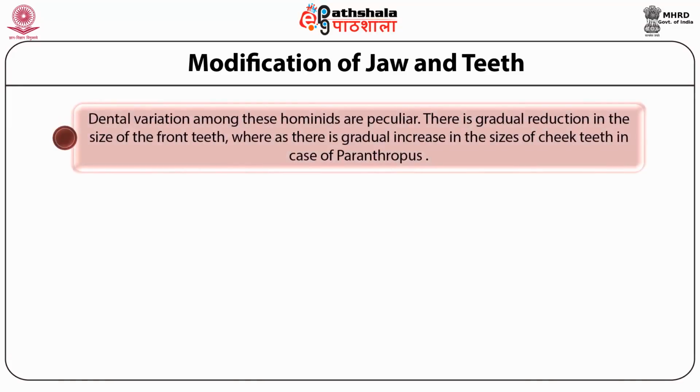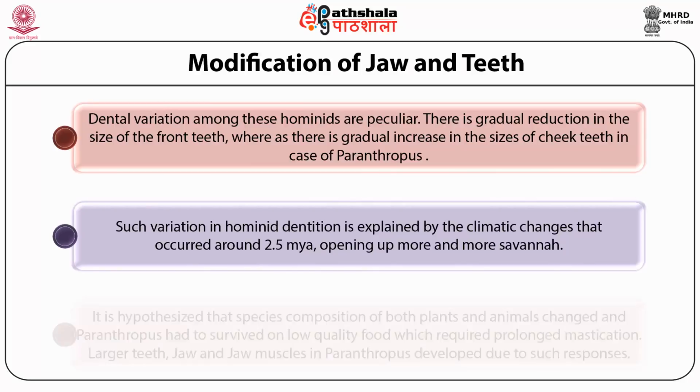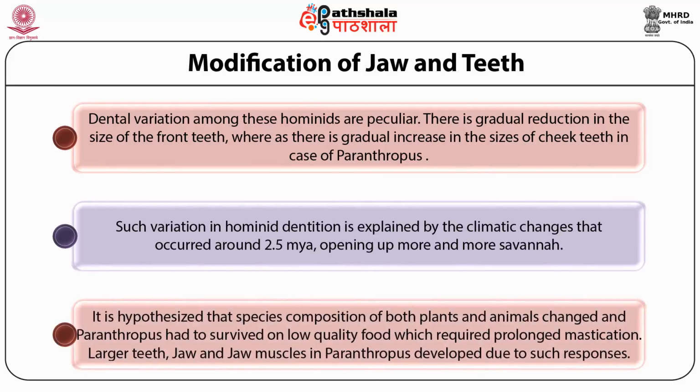Dental variation among these hominids is peculiar. There is a gradual reduction in the size of the front teeth, whereas there is a gradual increase in the size of the cheek teeth in the case of Paranthropus. Such variation in hominid dentition is explained by the climatic changes that occurred around 2.5 million years ago. During this period, the savanna grassland covered a larger portion of the earth.